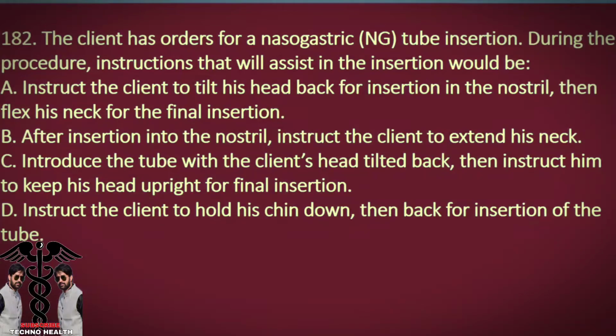Question 182. The client has orders for an esophageal tube insertion. During the procedure, instructions that will assist in the insertion would be: A. Instruct the client to tilt his head back for insertion in the nostril, then flex his neck for the final insertion. B. After insertion into the nostril, instruct the client to extend his neck. C. Introduce the tube with the client's head tilted back, then instruct him to keep his head upright for final insertion. D. Instruct the client to hold his chin down, then back for insertion of the tube.